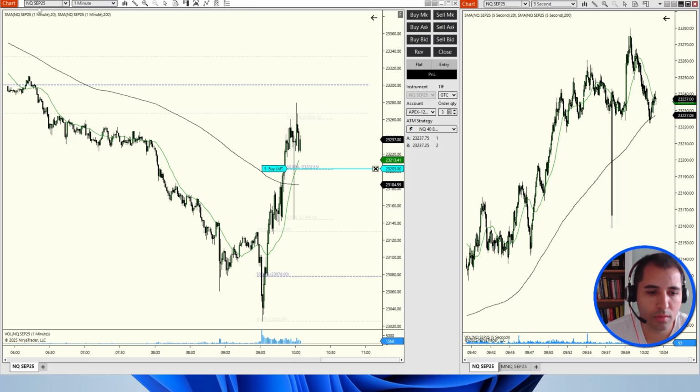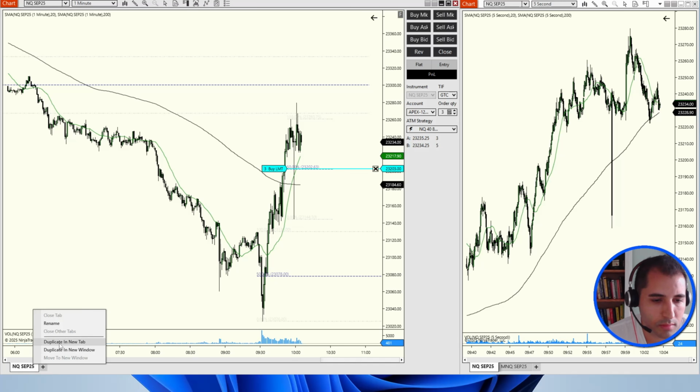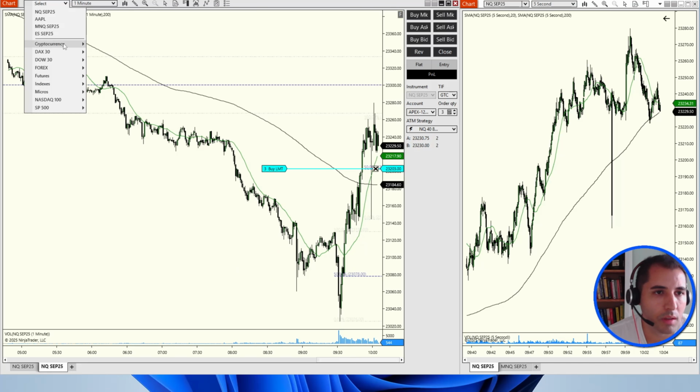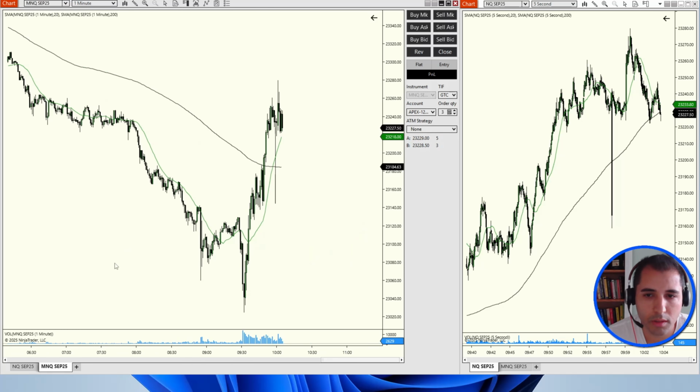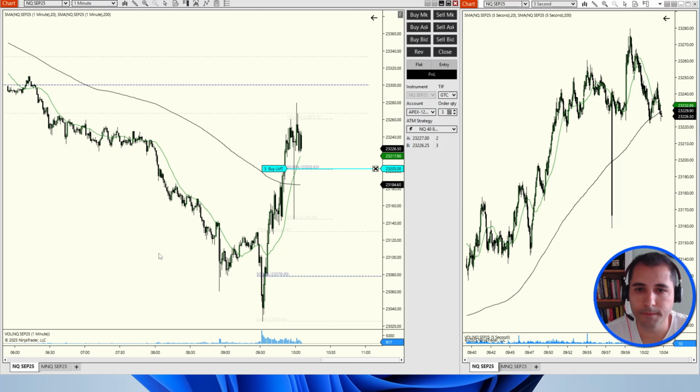So I'm trading NQ September, so that's what we're using with NinjaTrader. I think what I will do is, with my minis, well, with my performance account, I might just trade on minis. Let's see, duplicate a new tab, and micros, MNQ. Probably use this one for my performance account. Okay, let's see where this goes.